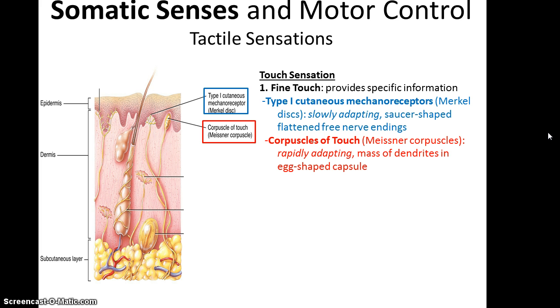And this is different from the corpuscles of touch, as seen here, also known as Meissner corpuscles, which are a mass of dendrites inside an egg-shaped capsule. And Meissner corpuscles, or corpuscles of touch, are rapidly adapting. So they say, yes, you've been touched, and then they stop. And they don't send another signal until something changes in what you're touching.